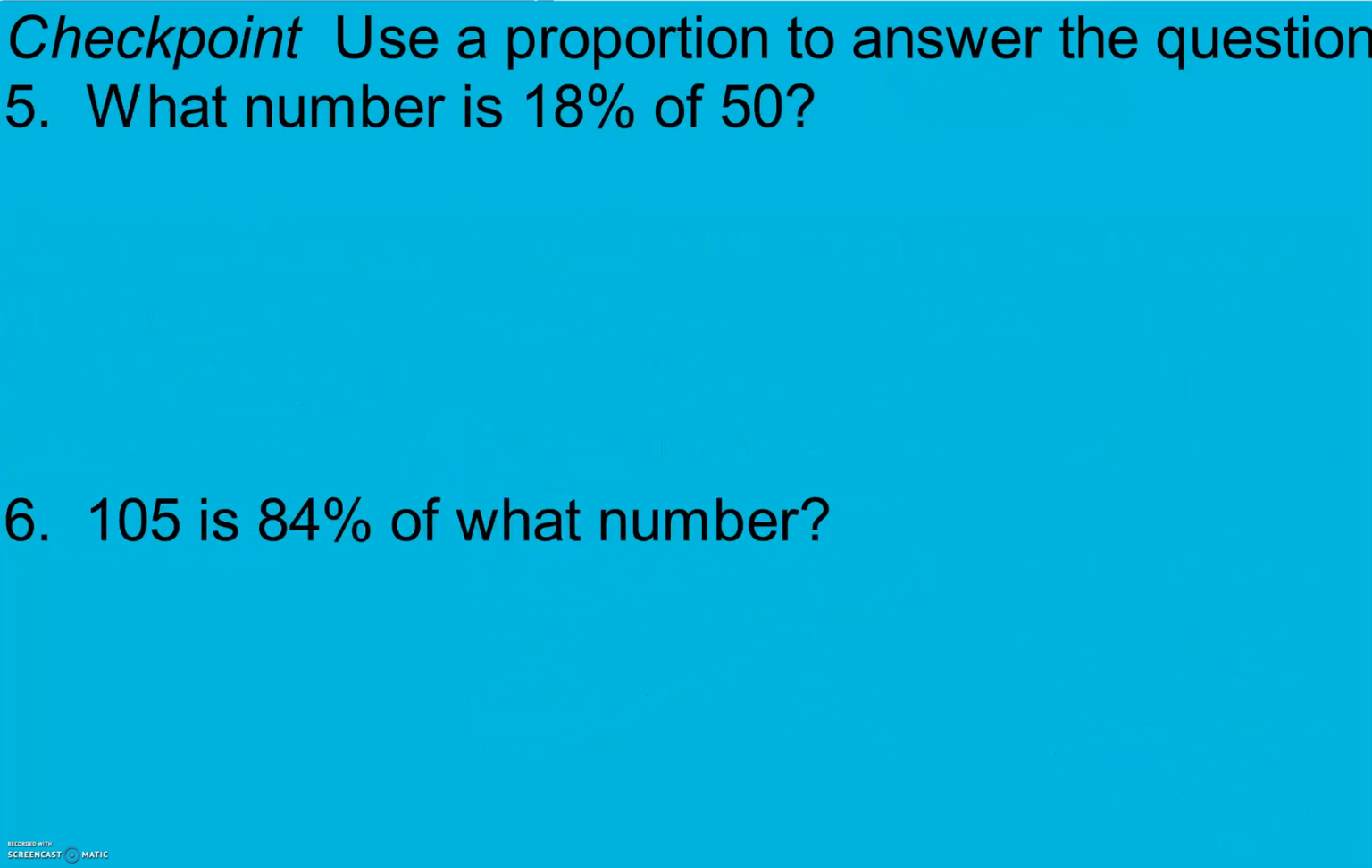Here, feel free to pause and give it a try if you'd like. Use a proportion to answer the question. What number is 18% of 50? So we're looking for what number is part of 50. We know it's 18%. We can write that as 18 over 100. We know that 50 is our total. We want to know what number is just 18% of that. Is is our numerator, and of is our denominator. And we are looking for the part there.